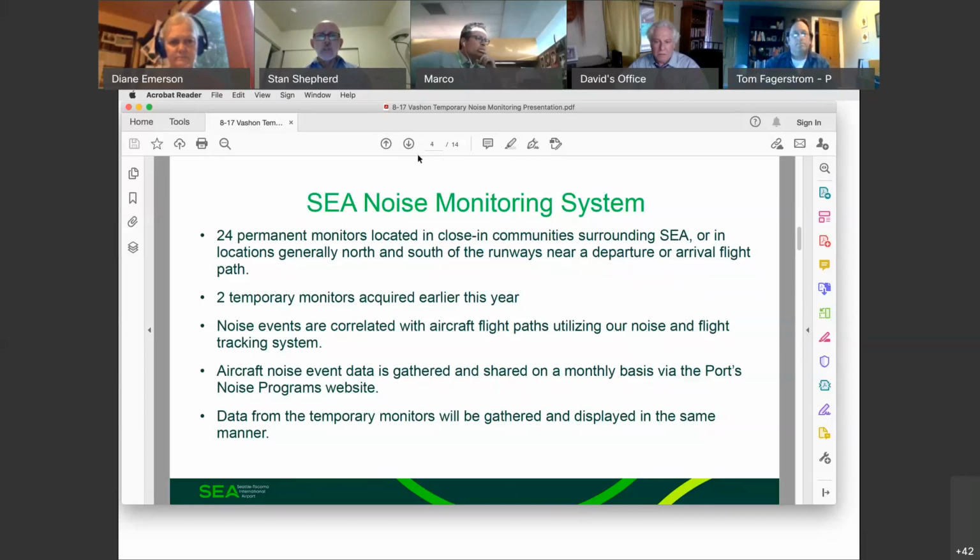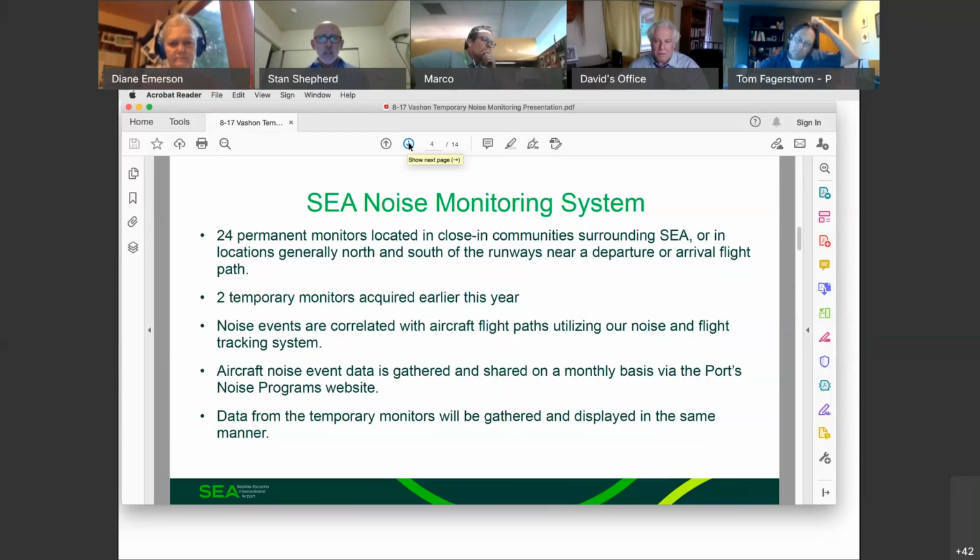And then the noise events are correlated with each flight path utilizing our flight track and noise monitoring system. So we have a flight tracking system, and we know where every aircraft is in the sky, the altitude they're at, the type of aircraft, everything associated with that. And then noise events from the noise monitors are downloaded each night into our vendor's database, and they correlate those noise events with the air traffic that went over to get the most probable event and correlate that with the noise event. That's how we know what is the most likely noise associated with the aircraft that flew over during a given time.